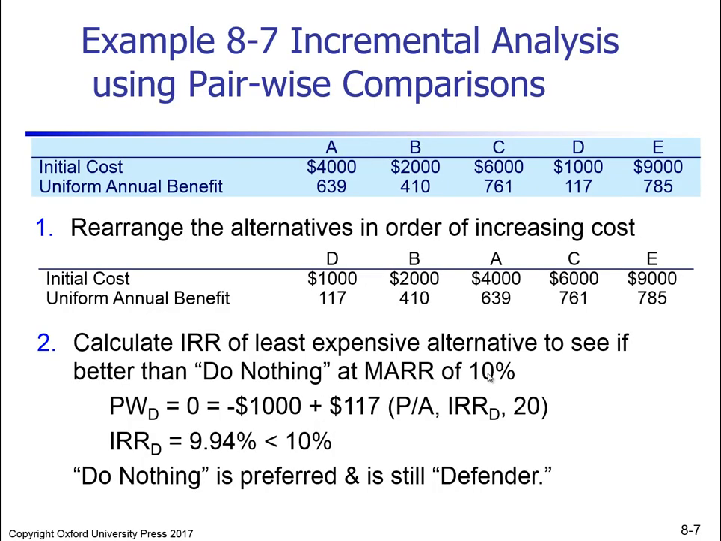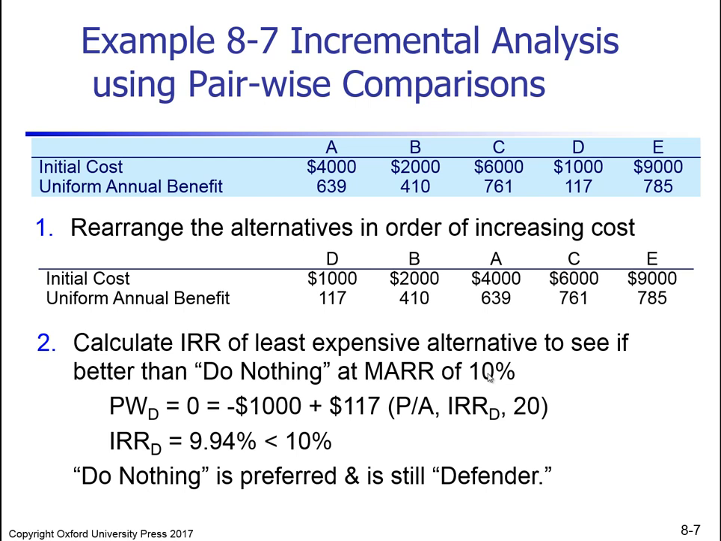So in this case, in example 8-7, we have some pairwise choices between 5 different alternatives. You can see in the top table we have the initial cost and the uniform annual benefit. A costs $4,000, gets us a uniform annual benefit of $639. B costs $2,000, uniform annual benefit of $410. C costs $6,000, uniform annual benefit $761. D costs $1,000, uniform annual benefit of $117. And finally, E has a cost of $9,000 and a uniform annual benefit of $785.